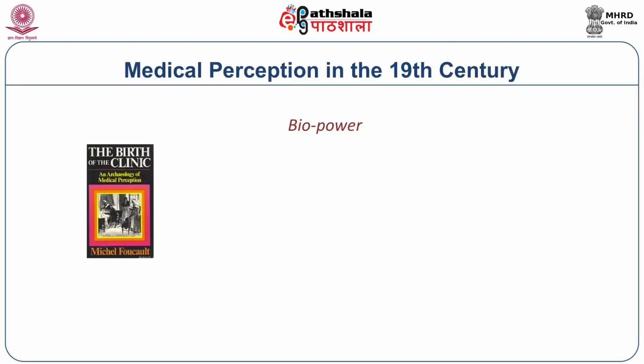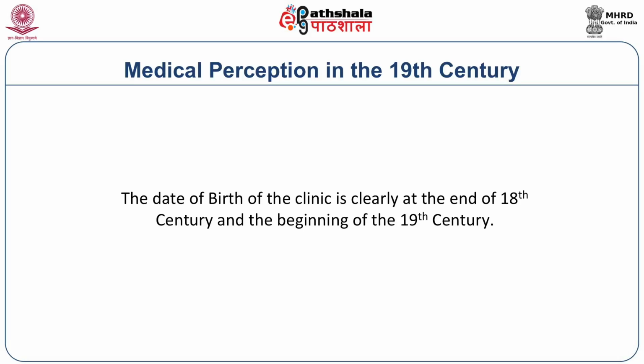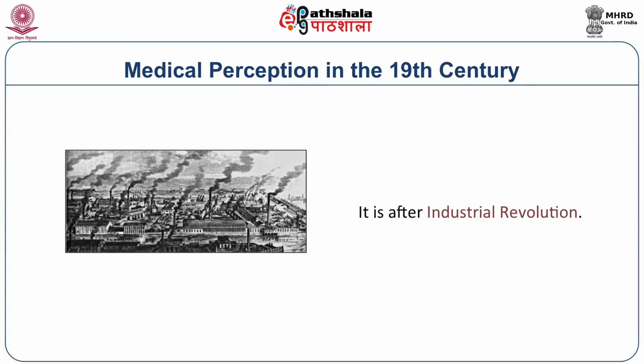I think in the module I talk about all these concepts. He uses biopower, visible and invisible, signifier and signified, governmentality, diffused power. These are some of the concepts that Foucault uses to explain how this institution called the clinic came into existence. Okay. He says the date of birth of the clinic was clearly the end of the 18th century, early 19th century. It is after the Industrial Revolution.